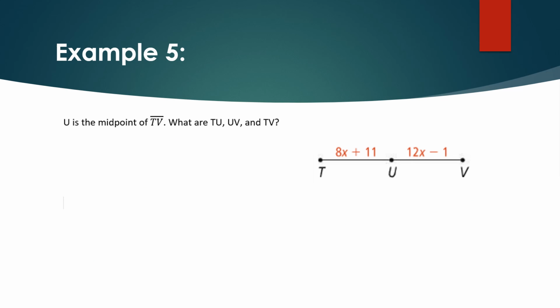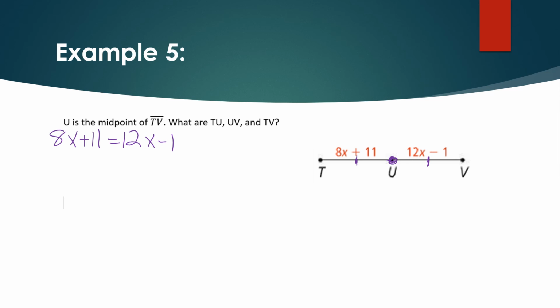Example 5 is the same type of problem here. It says that U is the midpoint of TV, and they want to know what are the segments TU, UV, and TV. Well, if we have a midpoint, it means that we've got two congruent segments. Segments that are congruent are equal to each other. So I can say that 8x plus 11 equals 2x minus 1.